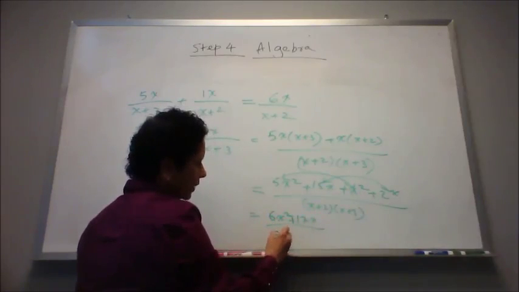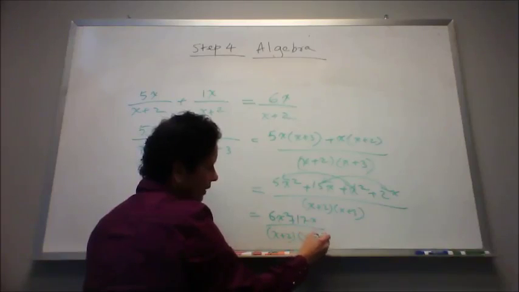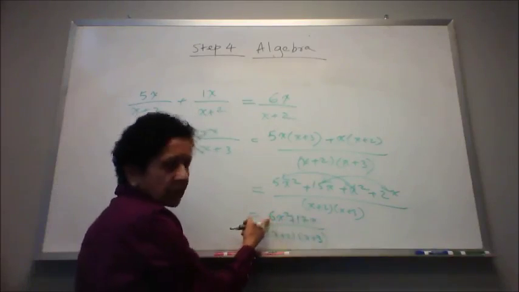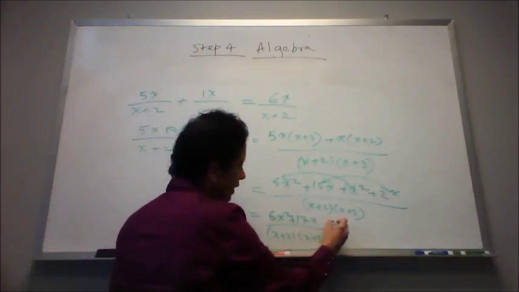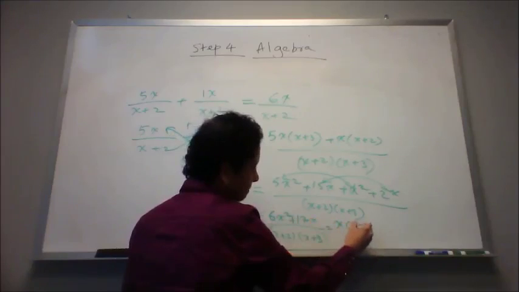Then on the bottom, we have x plus 2 times x plus 3. Then if there is any common factor, we want to take it out. On the top, we have x as a common factor, so you can take it out, x, and then the leftover is 6x.